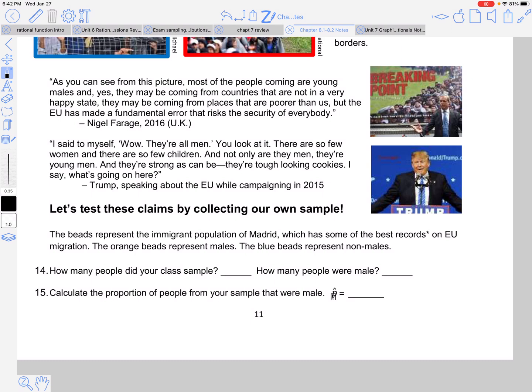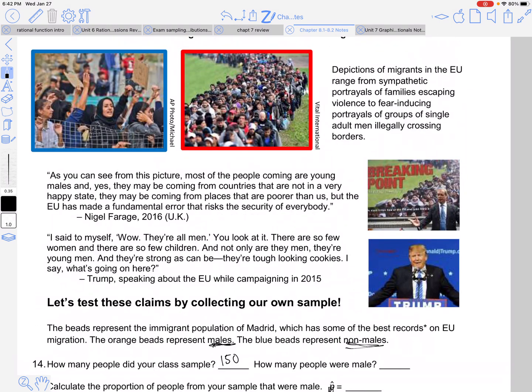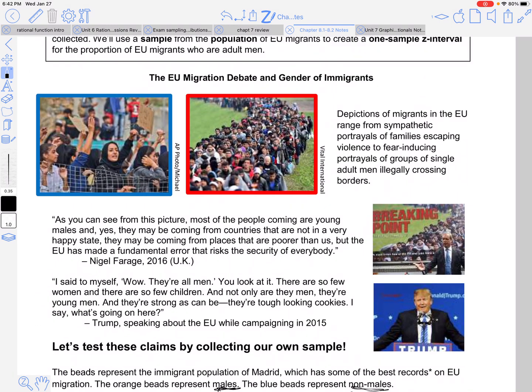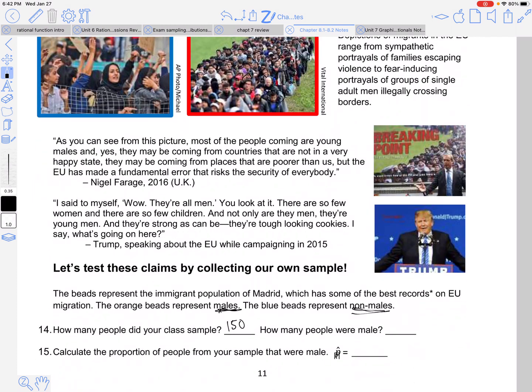So you don't get to count all the beads, lucky you, but we looked at 150 beads and we all counted them, and we had a sample of 150 beads, and it says orange represented males and blue beads represent non-males, which actually means just children or females. So not getting into any craziness on gender there, but it seems like there are more pictures of children and women. I mean, we see children in there, right? Whereas this is like, look at all these men, right? So when I say non-males, we're talking about children and women, and children being under the age of 18.